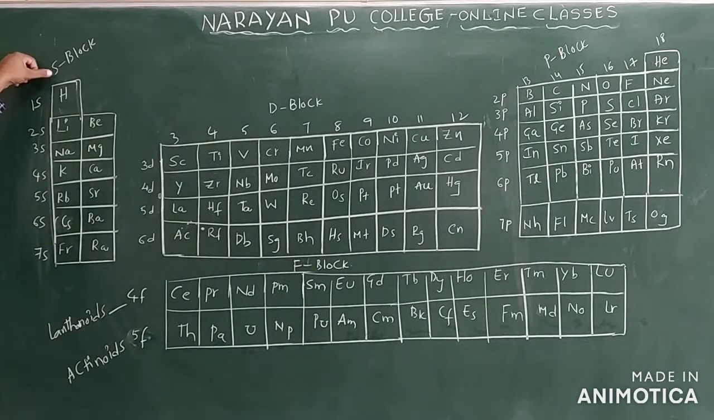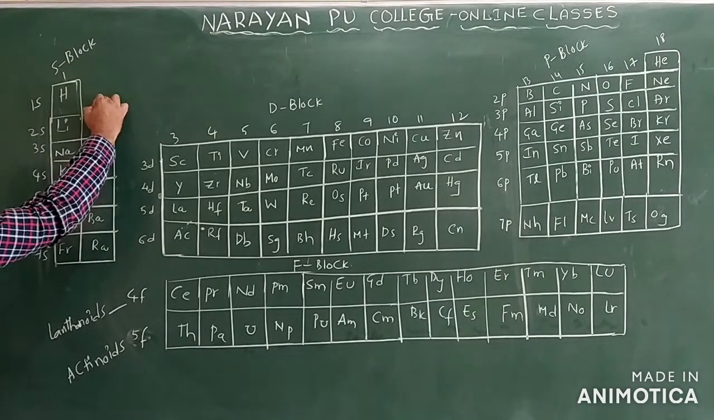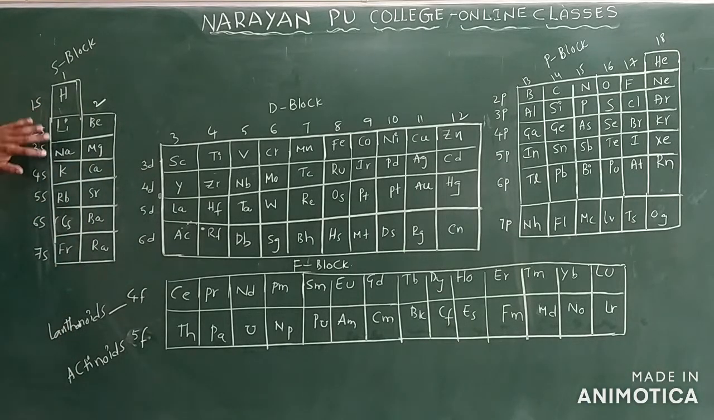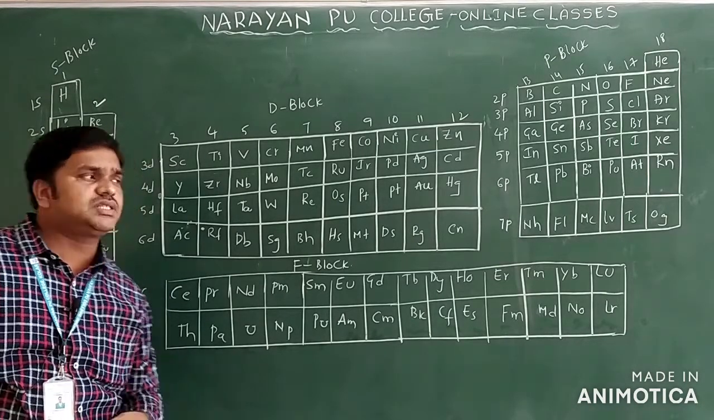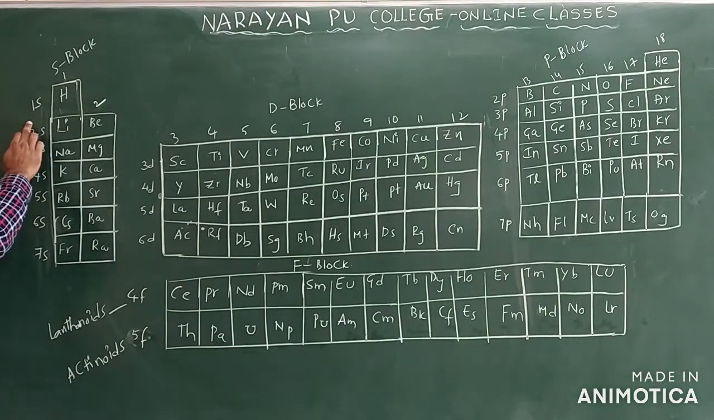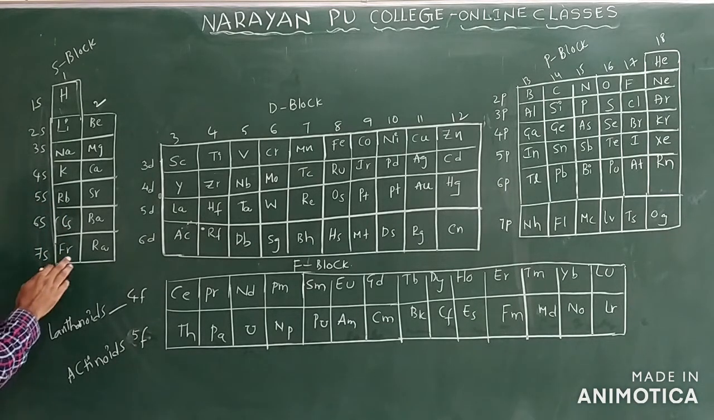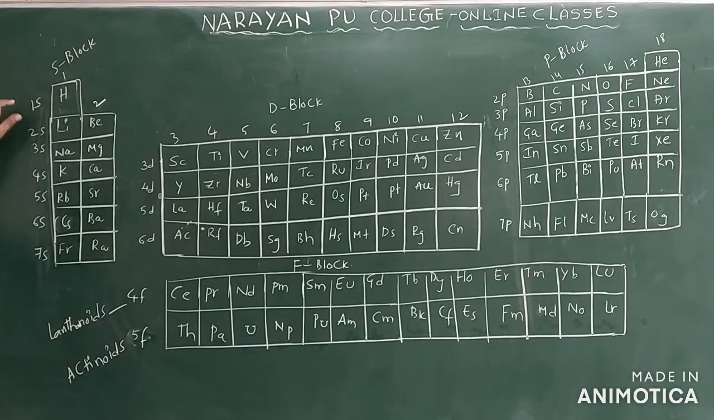You will see that the S block consists of groups 1 and 2. In the first group we have hydrogen, lithium, sodium, potassium, rubidium, cesium and francium. What is the other name of these elements? Alkali metals. You see the orbitals here: in hydrogen 1s orbital, lithium 2s, sodium 3s, potassium 4s, rubidium 5s, cesium 6s, and francium 7s. From top to bottom, one shell is added in each element.